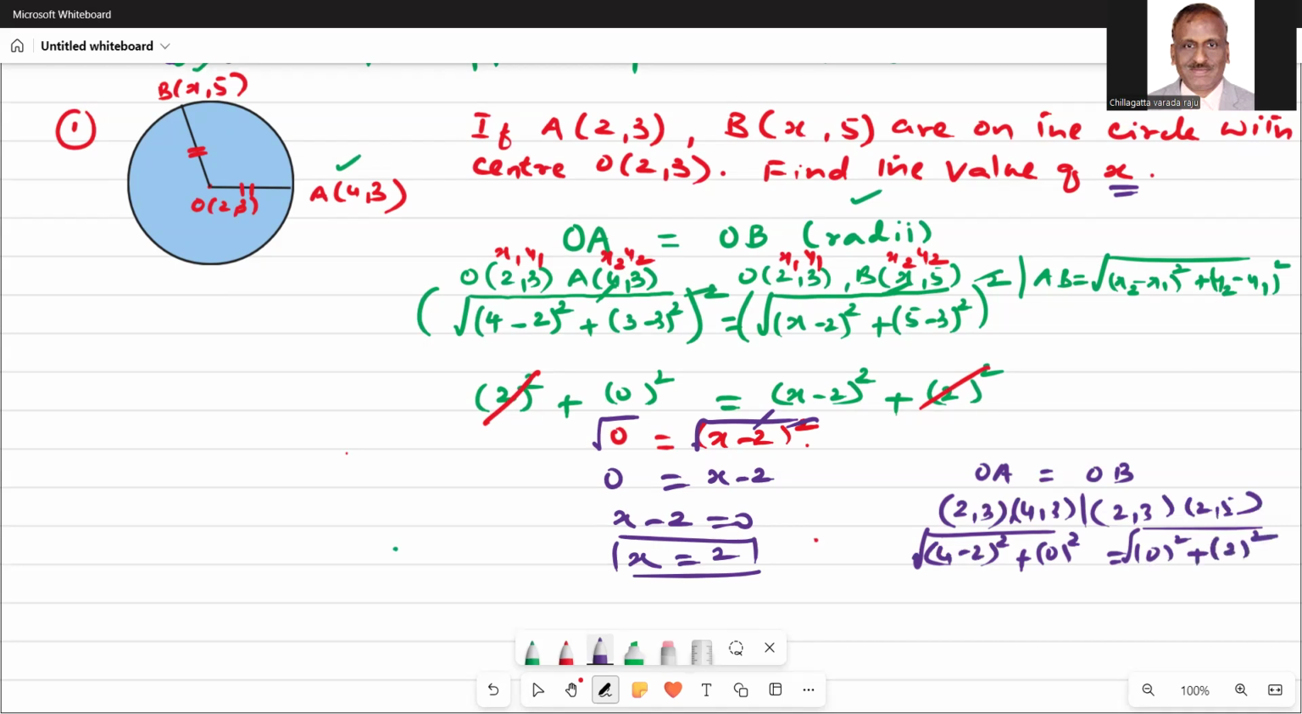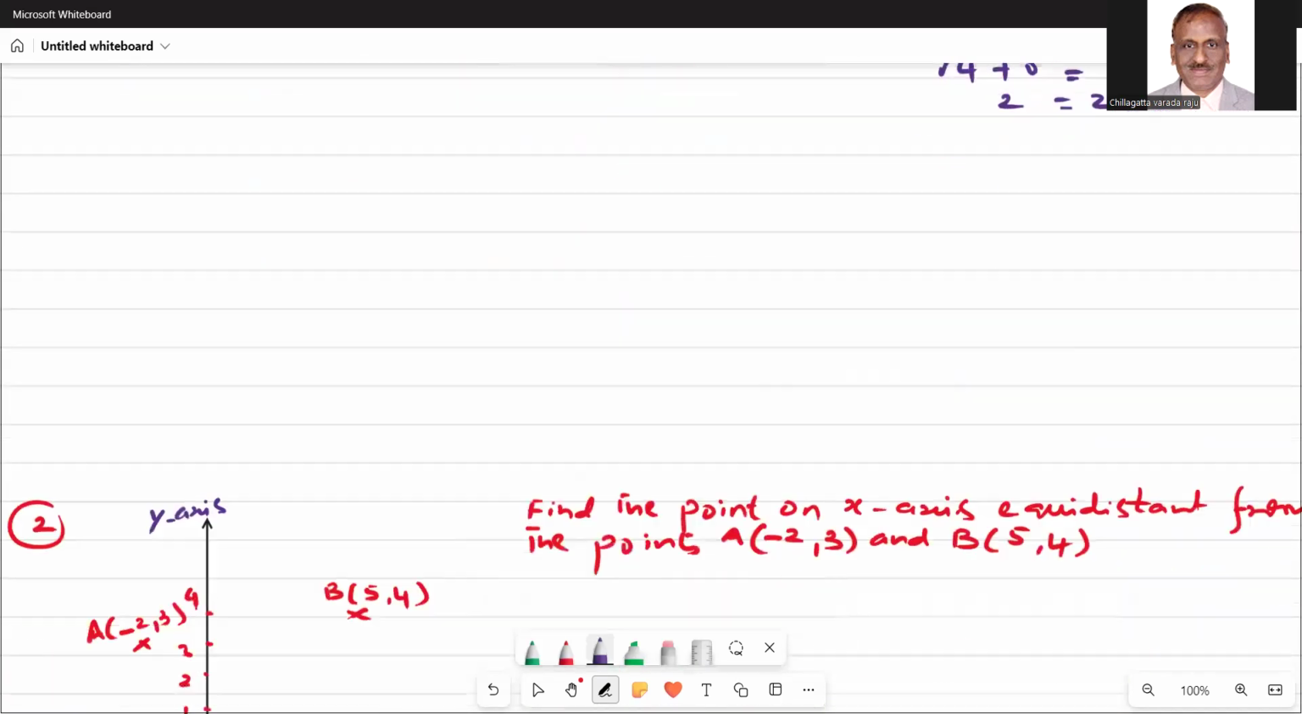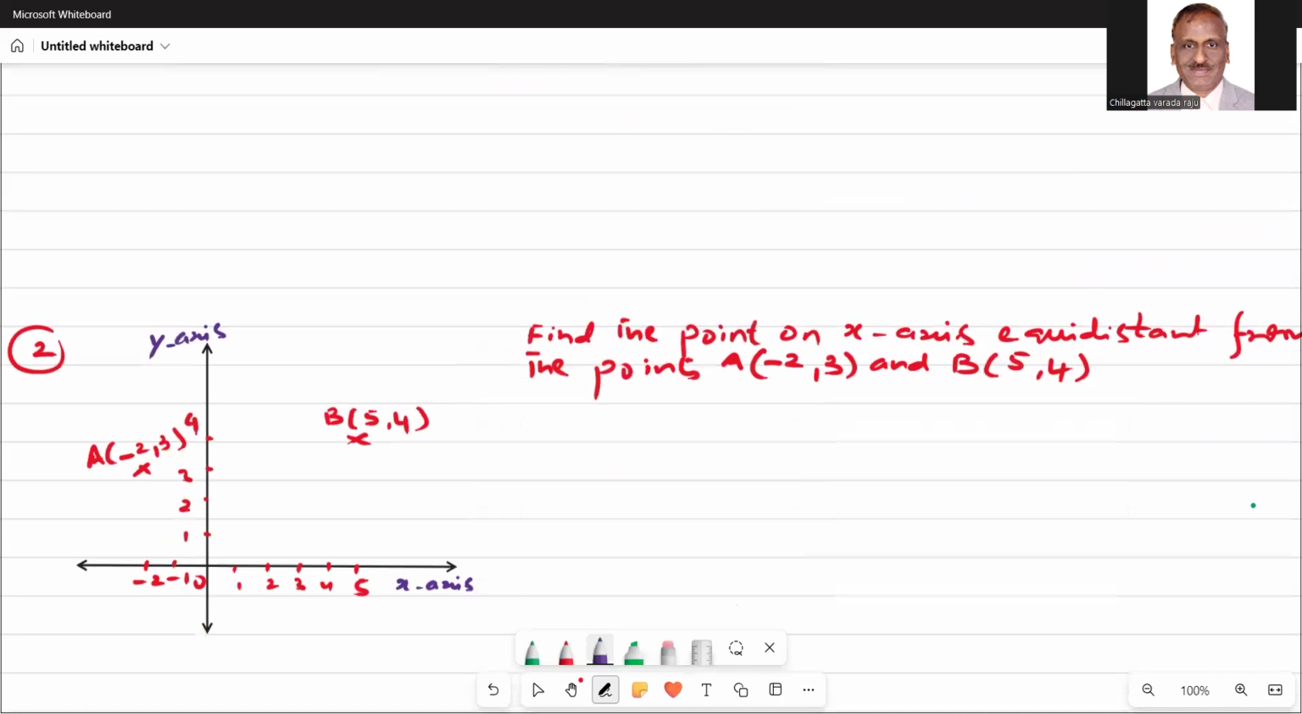So that gives 4 minus 2, 2 whole square, which is root of 4 plus 0, equal to root of 0 plus 4. Root of 4 is 2. 2 is equal to 2. That means distance OA is equal to 2 units and OB is also 2 units. That's why we took OA equal to OB. Radii of the same circle are equal. So this is the first question under applications of distance between 2 points.